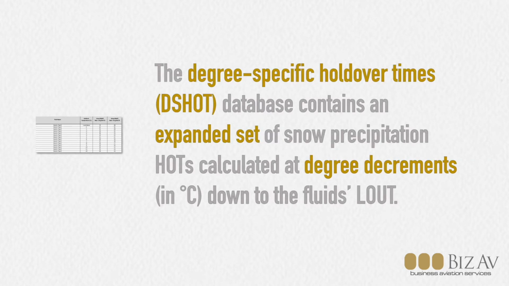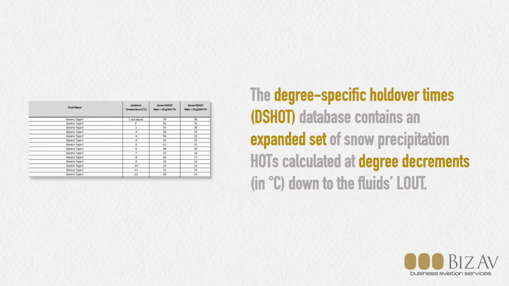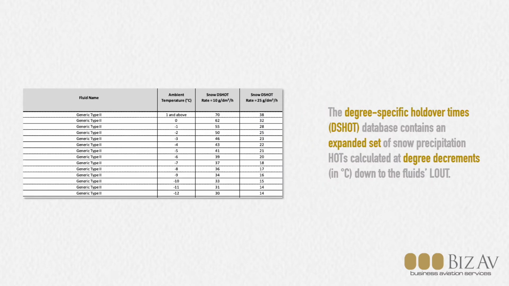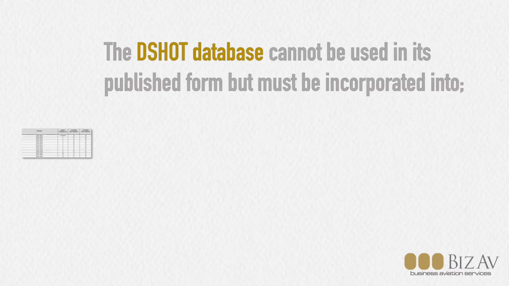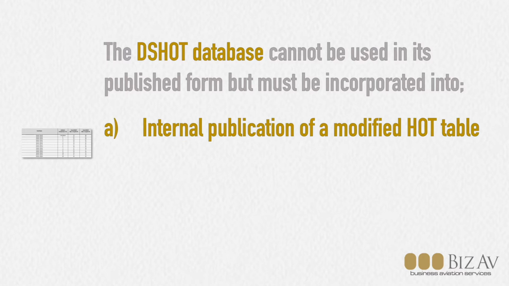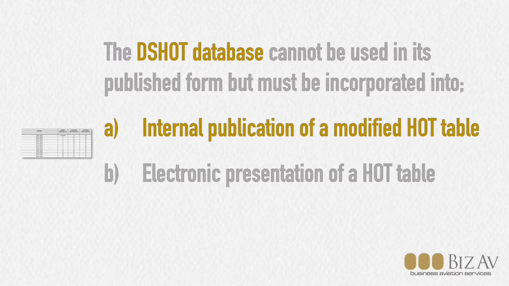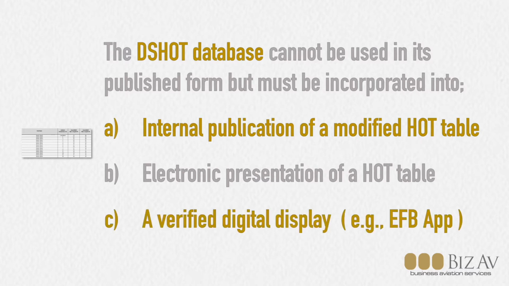The degree-specific holdover times database contains an expanded set of snow precipitation holdover times, calculated at degree decrements, in degrees Celsius, down to the fluid's lowest operational use temperature. The degree-specific holdover times database cannot be used in its published form, but must be incorporated into an internal publication of a modified holdover times table, an electronic presentation of a holdover times table, a verified digital display, for example, an electronic flight bag application.